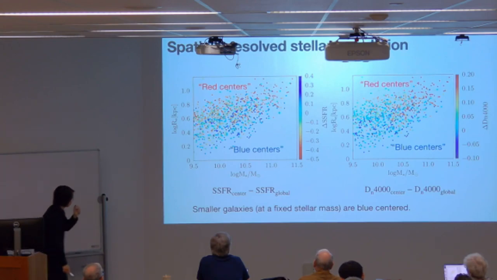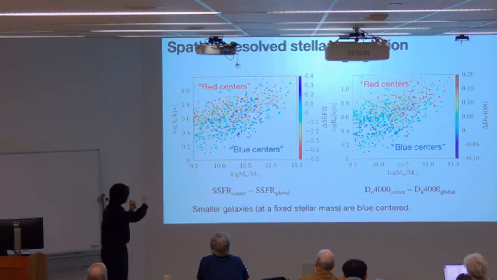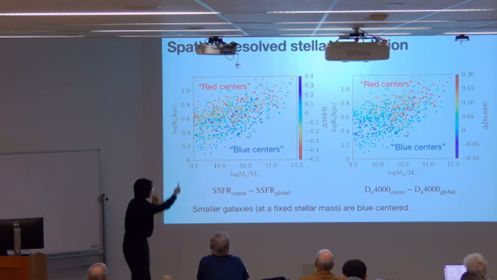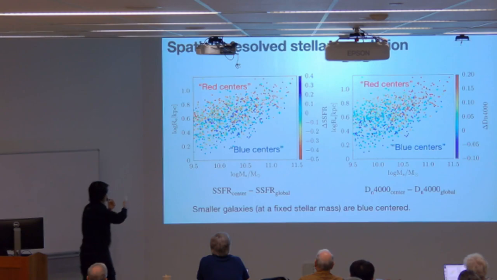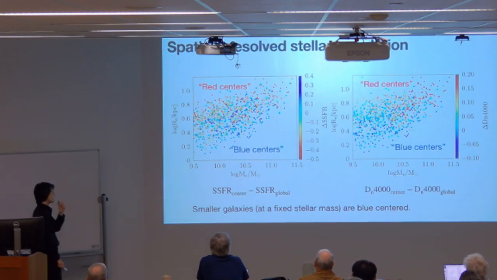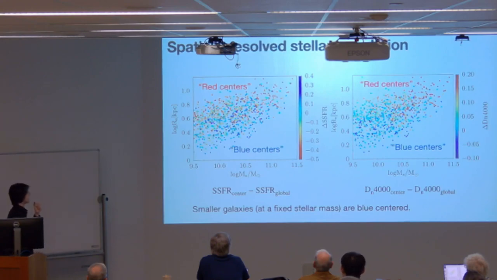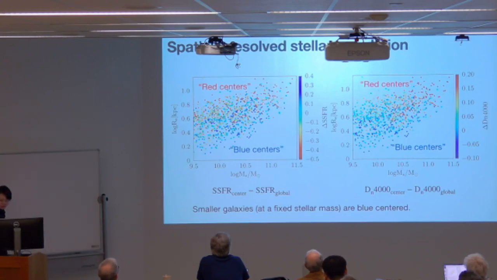So it is clear, you can see here that the galaxies with smaller radii at fixed mass show more blue points, not only for the specific star formation rate, but also for D4000. So these two indicators show consistent results: galaxies with smaller radii at fixed mass tend to have blue centers, but galaxies with larger radii tend to have red centers. And I think it was also shown in previous talks by Aldo that galaxies with smaller radii tend to have blue centers, even though they share similar global specific star formation rate.